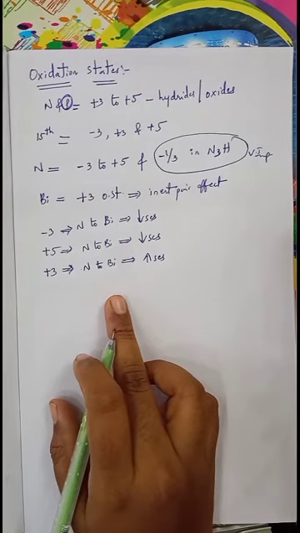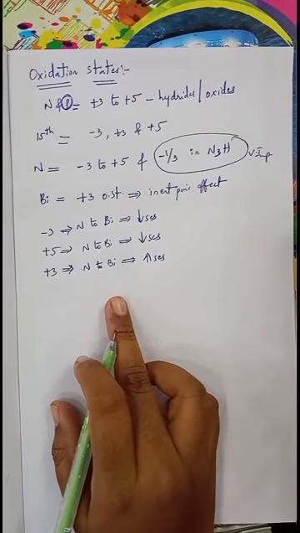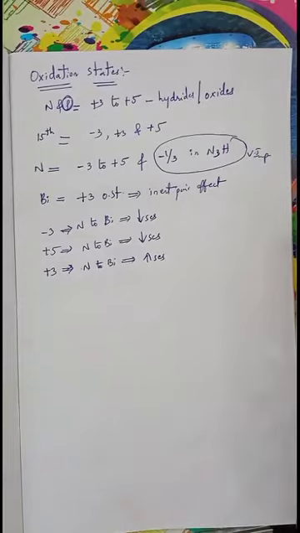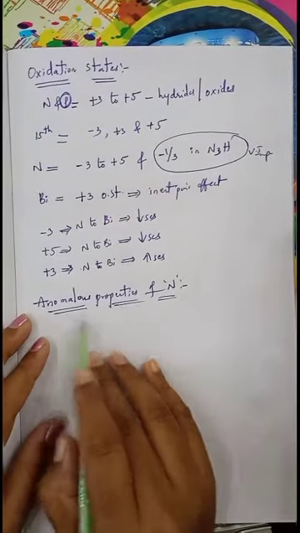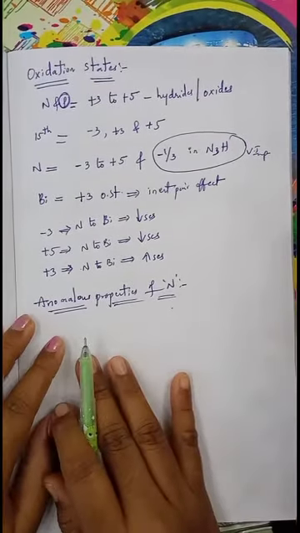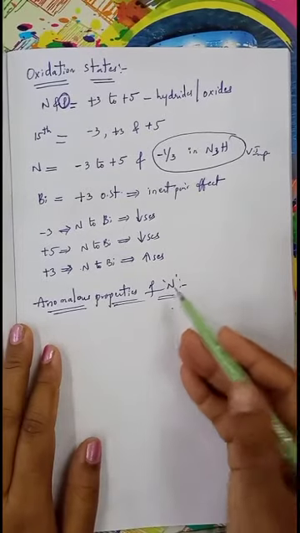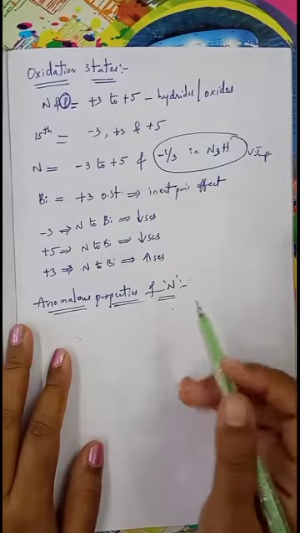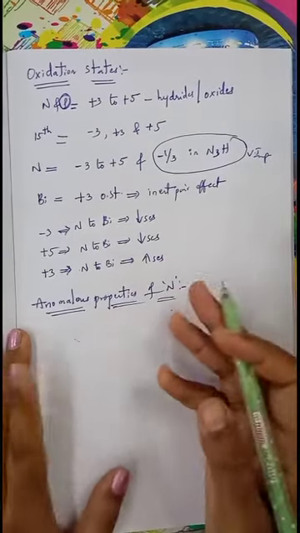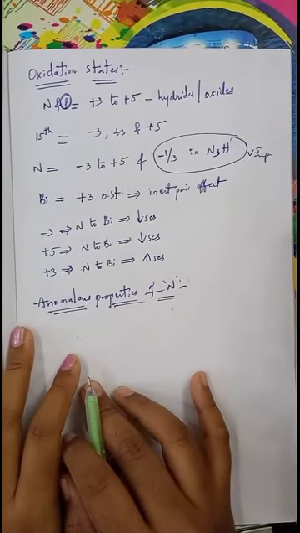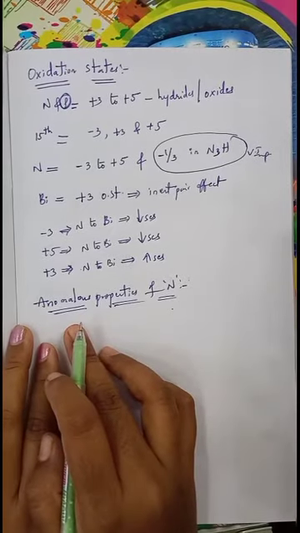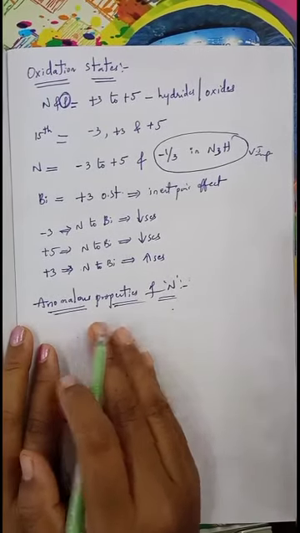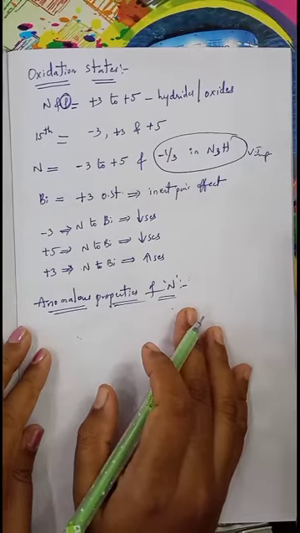Now we will discuss another important topic: anomalous properties of nitrogen. What is meant by anomalous behavior? Though nitrogen belongs to the 15th group, it shows unique properties compared to other elements in the same group. That type of property is called anomalous behavior. So we will see what those anomalous properties of nitrogen are.